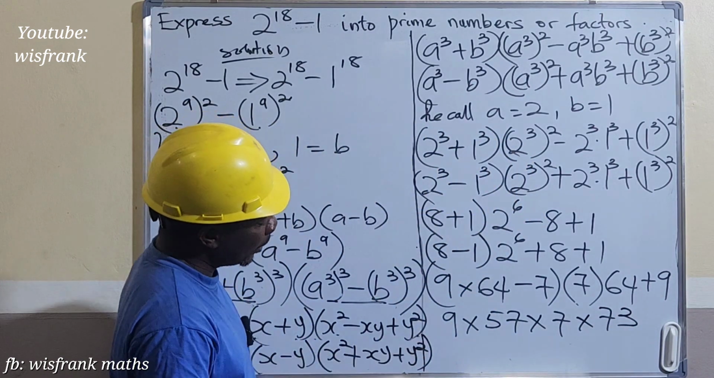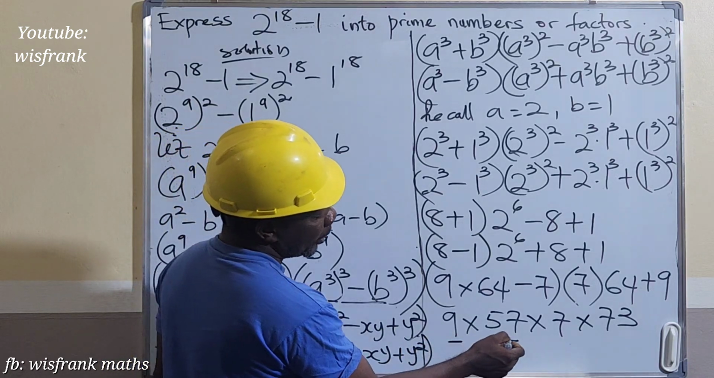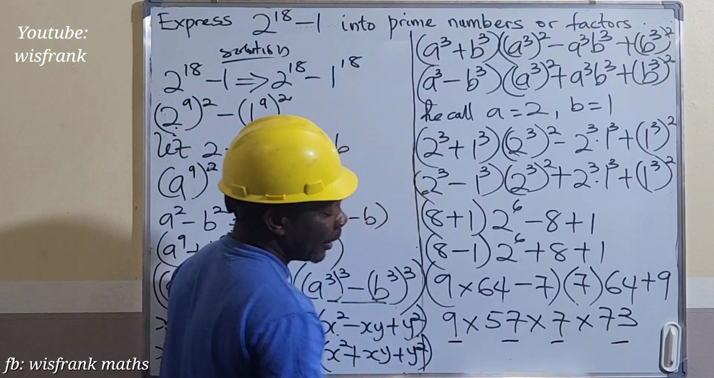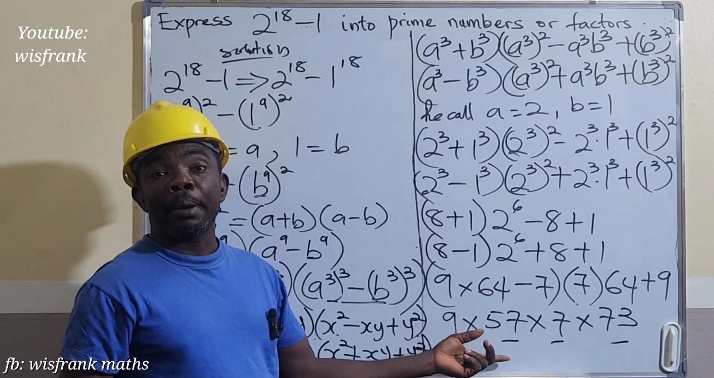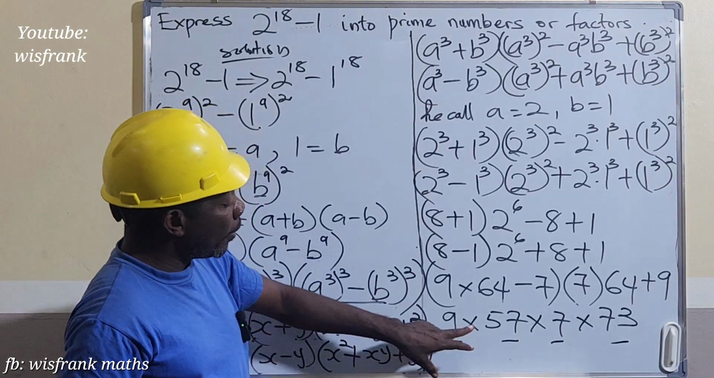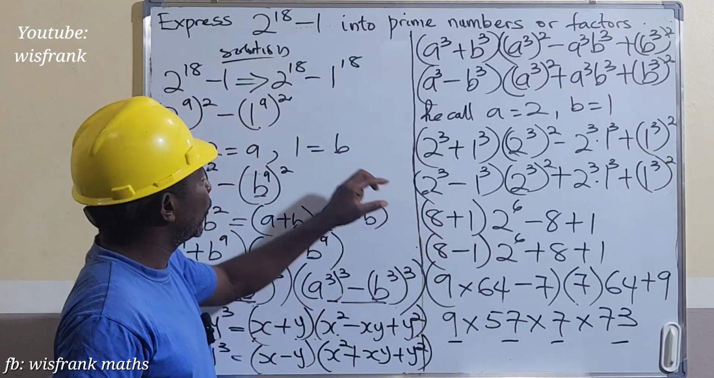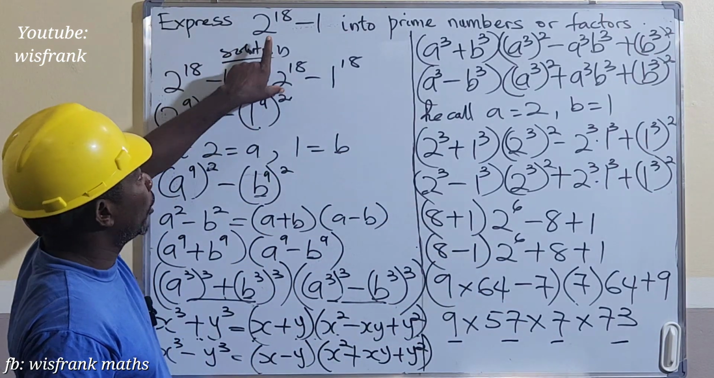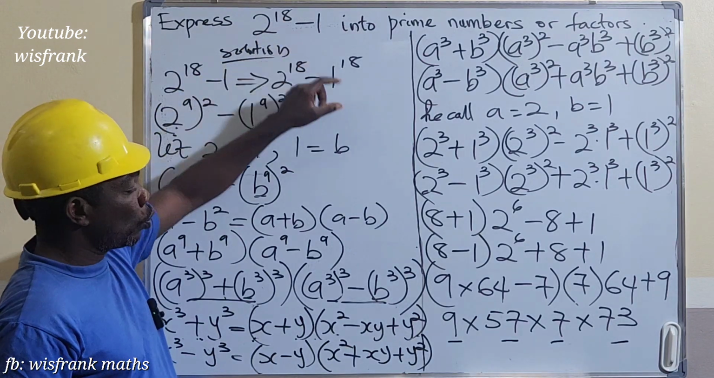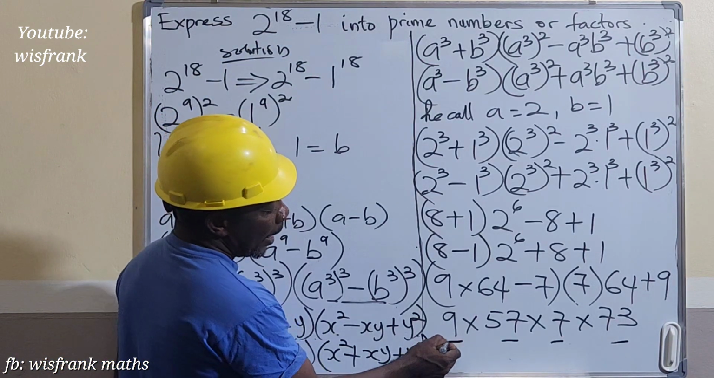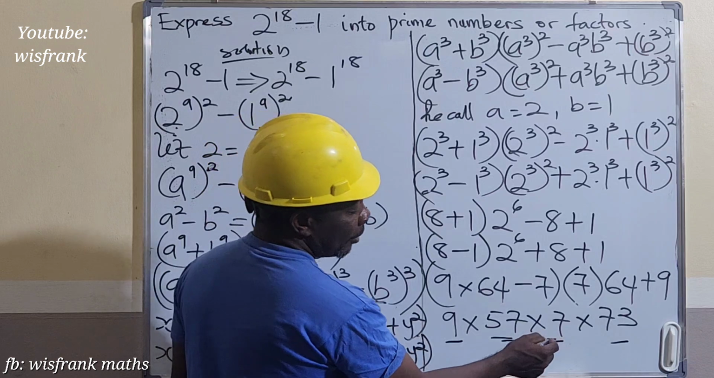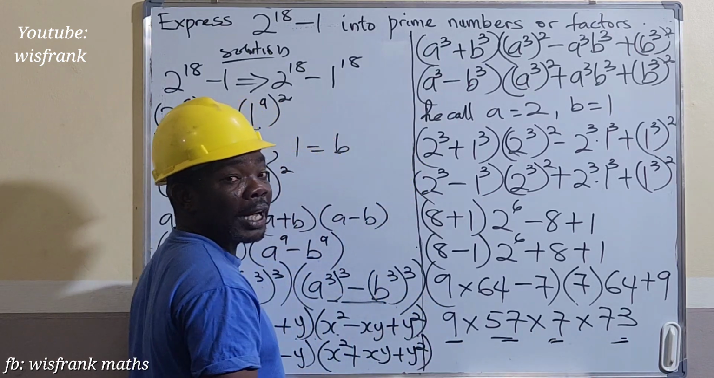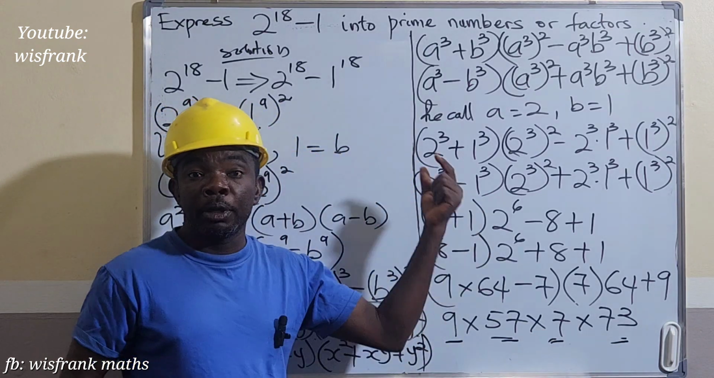So if you look at it, we have 9, 57, 7, and 73. These are the factors that make up this equation, 2 to the power of 18 minus 1. So we have it as 9 times 57 times 7 times 73. Those are the factors that make up that value.